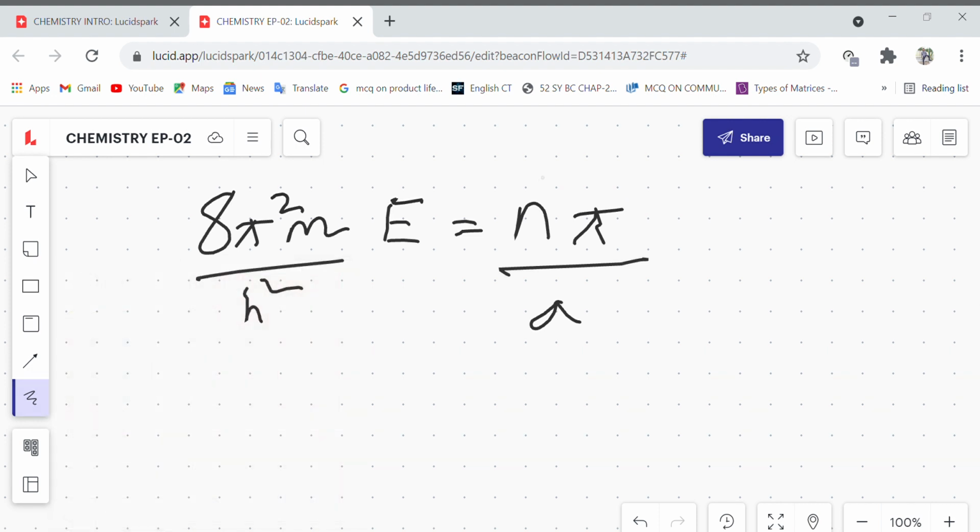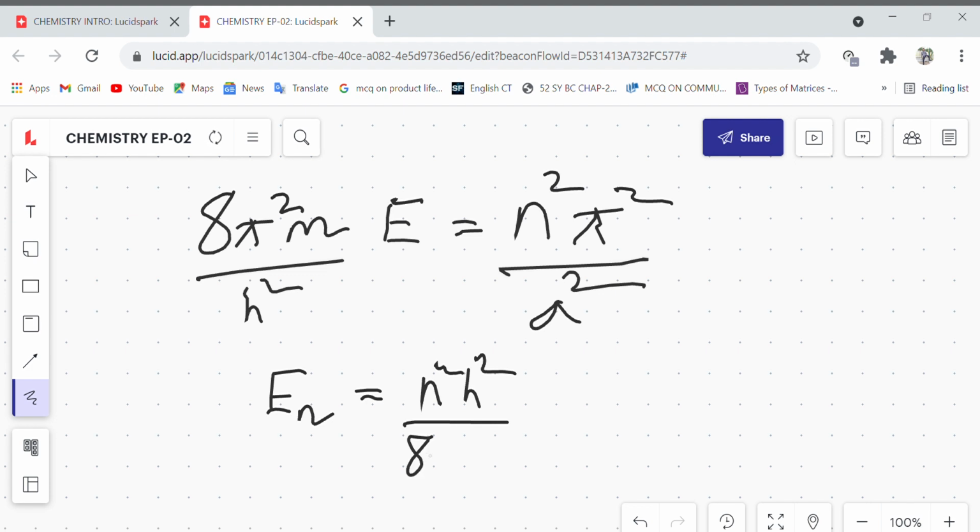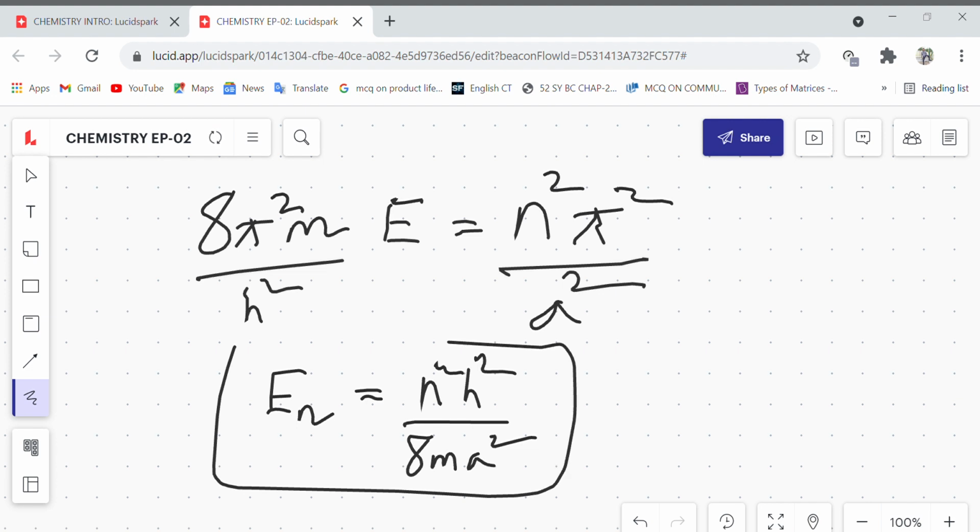This is actually square, square, square. So now the value of En will be n square h square divided by 8m a square. So this is the thing: En is equal to n square h square divided by 8m a square. Till here, no doubt.